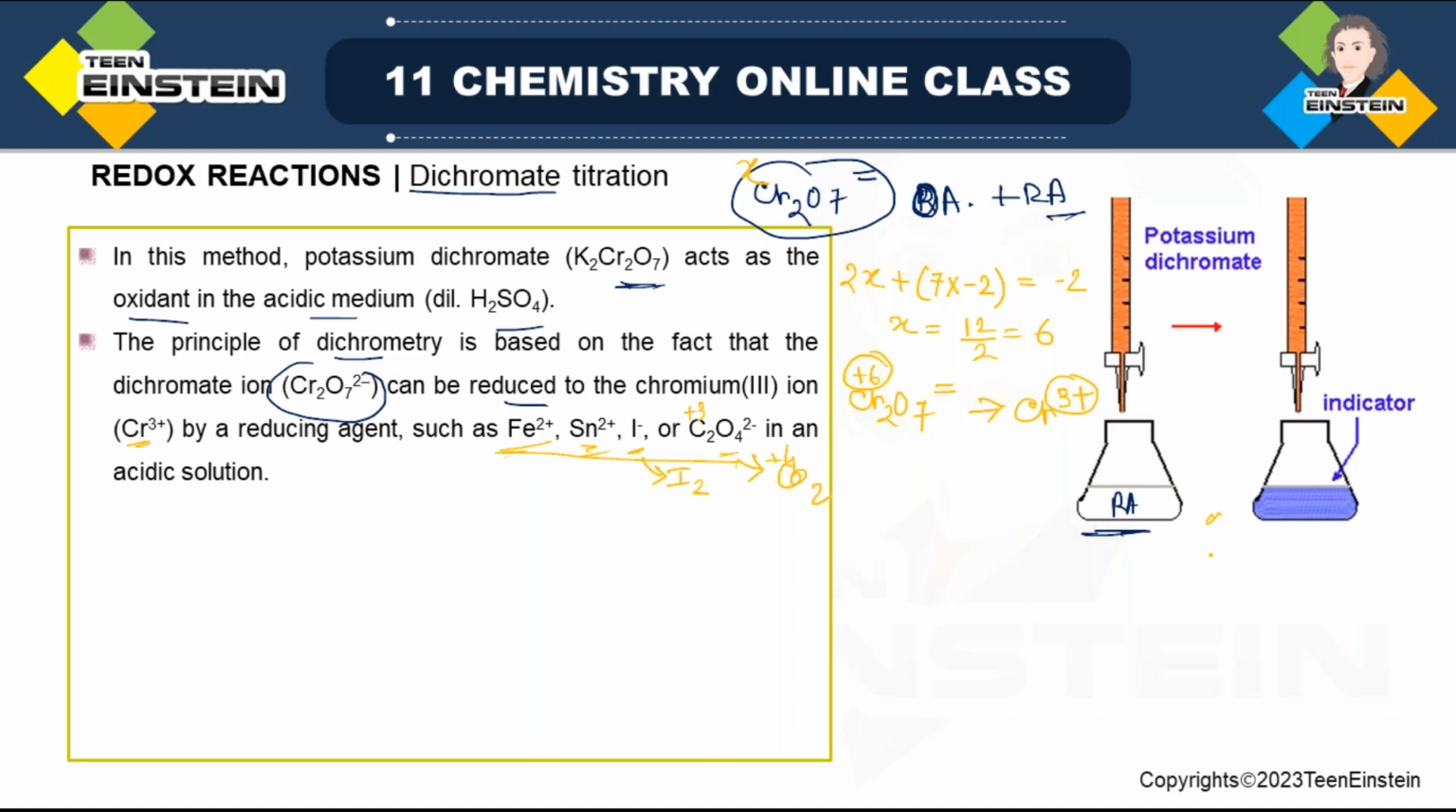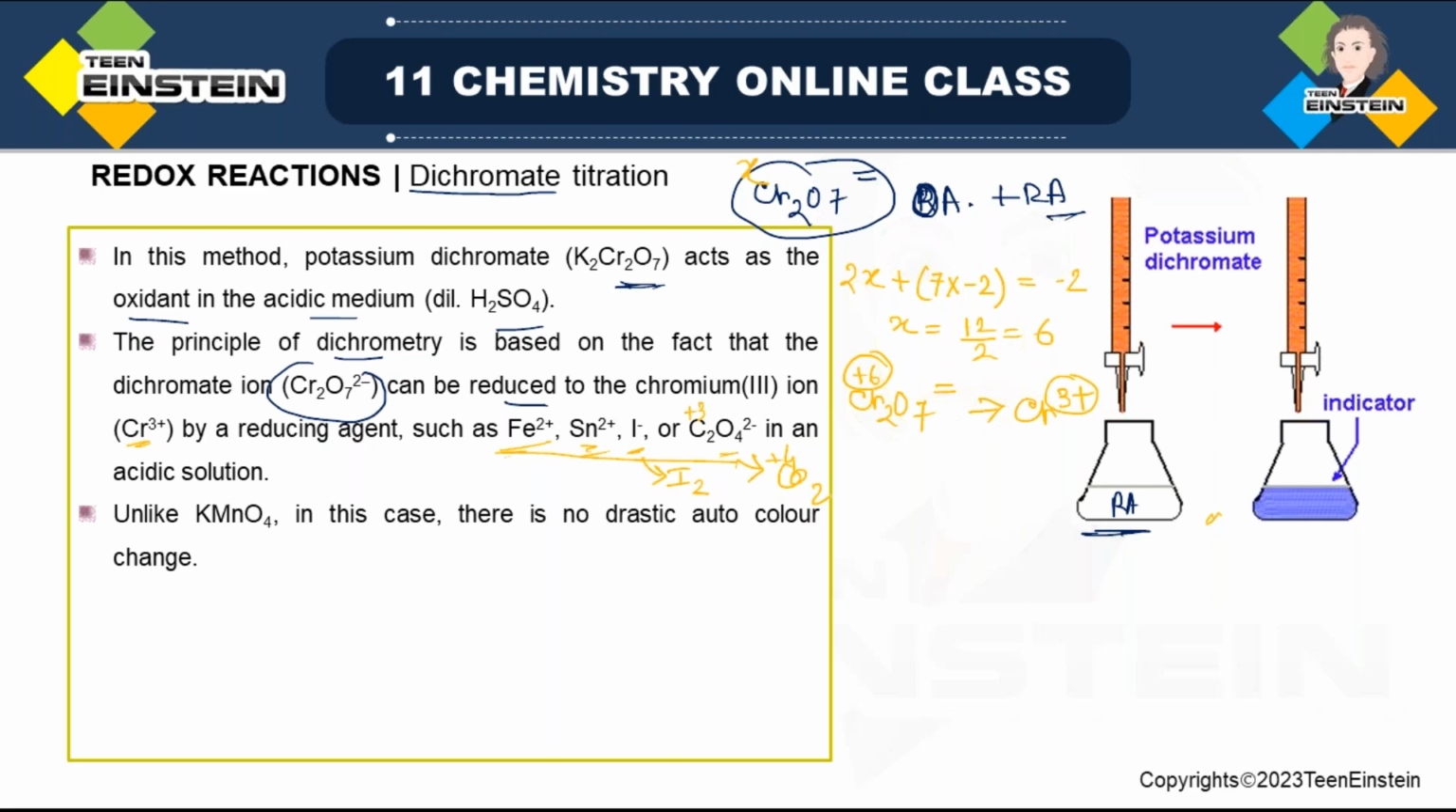So here mostly the analyte is taken in the conical, and potassium dichromate we are taking in the burette. Next, you also have to add some indicator. In case of KMnO4, we have not used any indicator because there it is acting itself as the indicator, and there is some auto color change. Remember, in KMnO4 titration, when there is 1 extra drop of KMnO4, then the solution turns pink, which proves that MnO4 minus is present in excess. So it is the end point, and then you stop the titration.